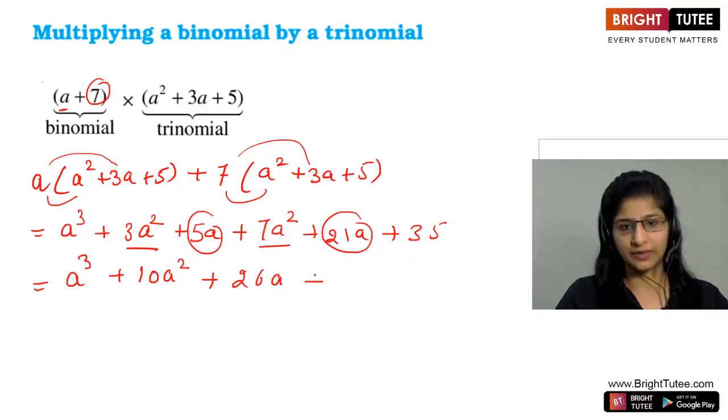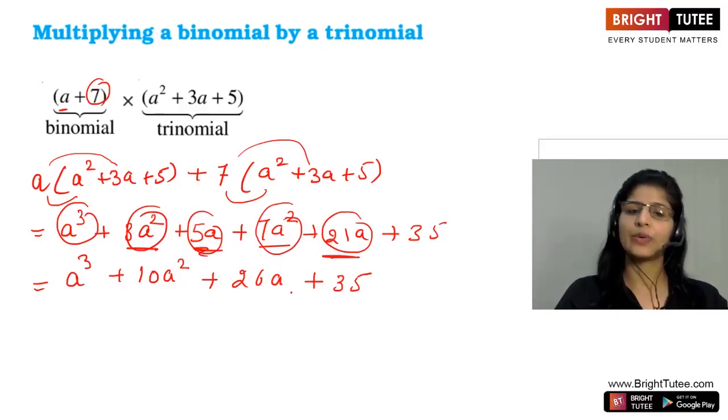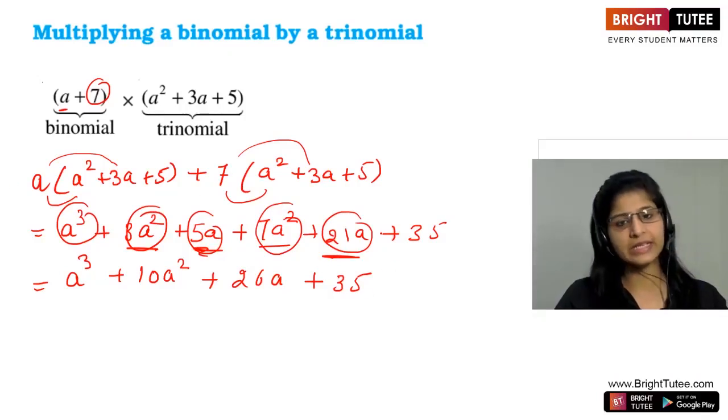And then we have 35. So we have written this term, 3a square is combined with 7a square, 5a is combined with 21a, right? Is that clear? So this is how we multiply, right? So this would be the answer.